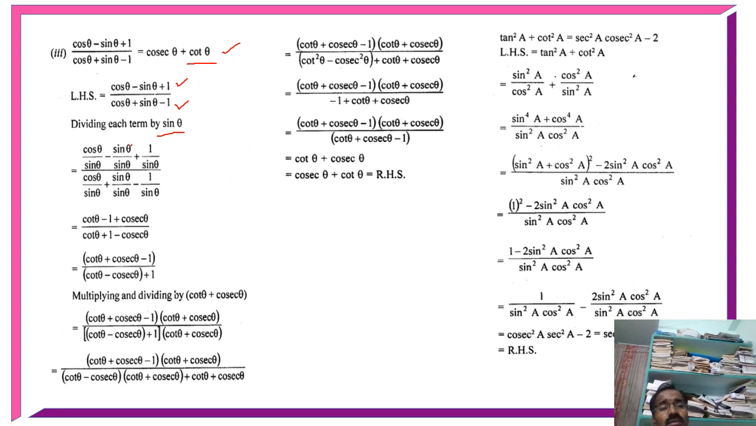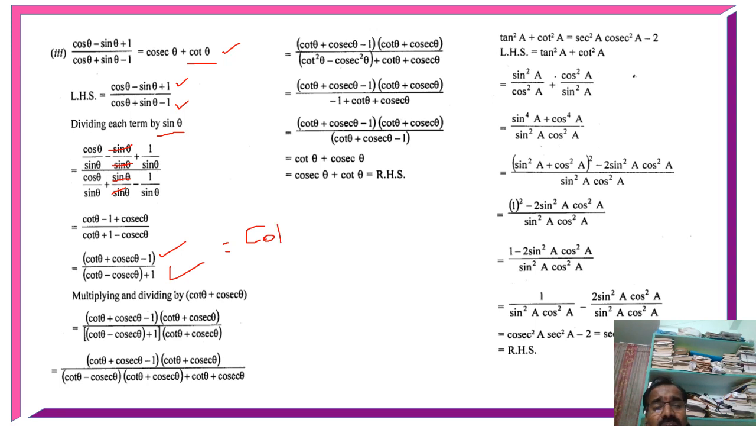As we know, here sin theta cancels. Here also sin theta cancels. Then what do we have? Cot theta minus 1 plus cosecant theta by cot theta plus 1 minus cosecant theta. This result we have. Now to prove the required result, we have different methods. But here, multiply both numerator and denominator by cot theta plus cosecant theta. This is one method. In spite of that, we can do another method also. That is, any method is applicable.